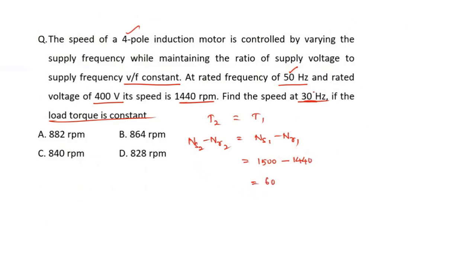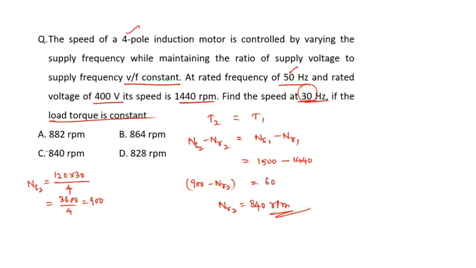Now here you need to calculate the synchronous speed at 30 Hertz. It will be 120 into 30 divided by 4 poles. So 3600 divided by 4, you will get 900 rpm. So 900 minus NR2 is equal to 60. And the rotor speed will be 900 minus 60, which comes out as 840 rpm. Okay. So this is how you can calculate the rotor speed for the variable voltage and variable frequency control technique. Okay.